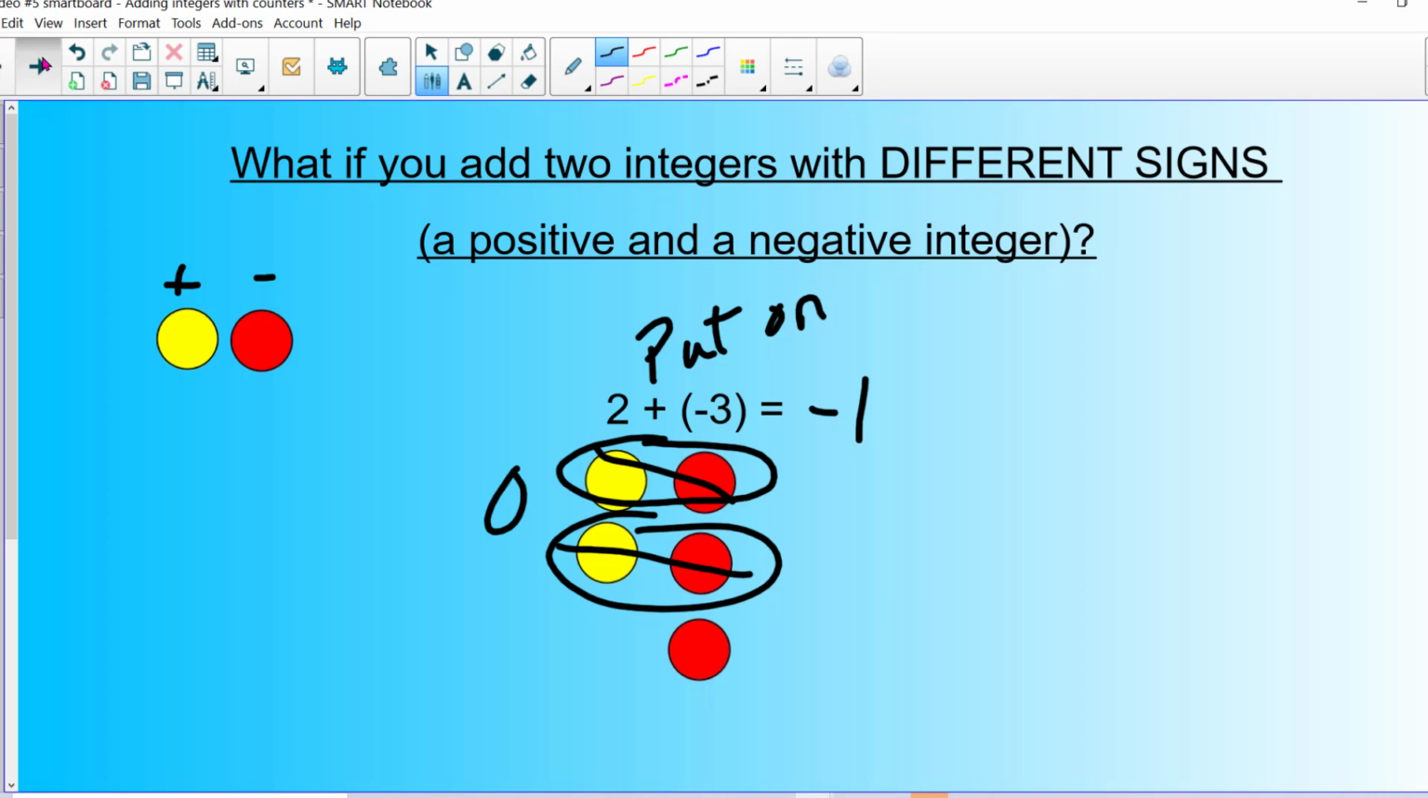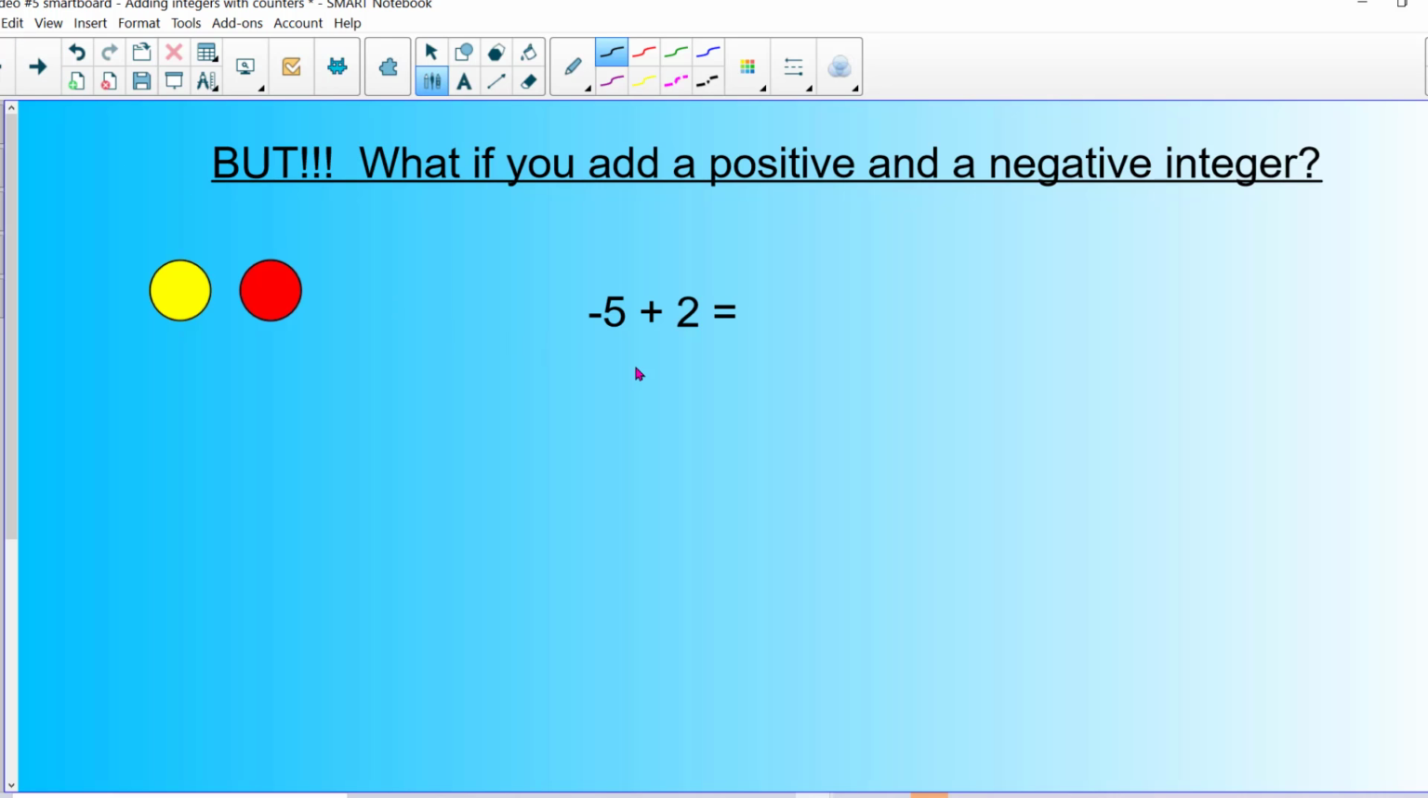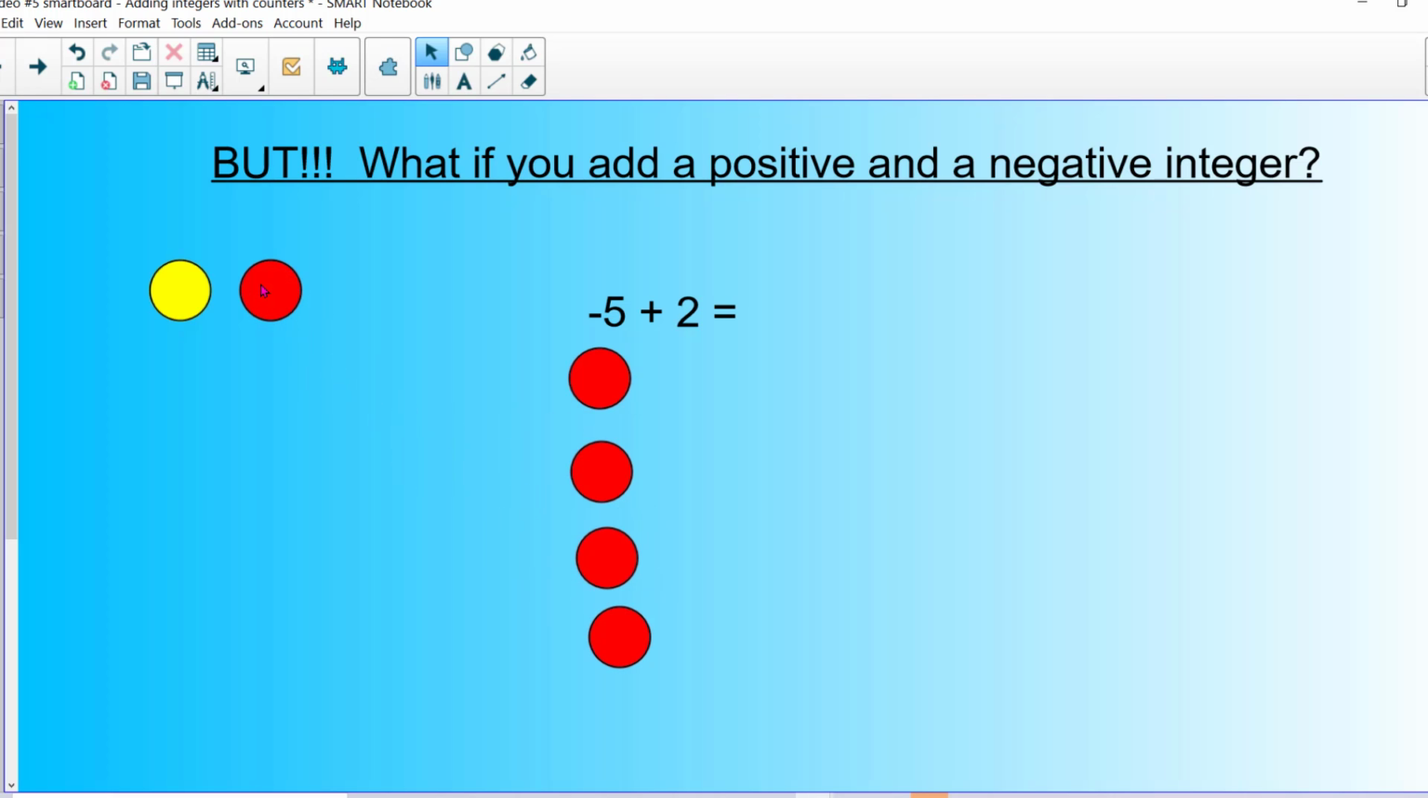Let's try another example. -5 plus +2. Okay, so what are we starting with? Put the first number on first. 5 negatives. And again, make sure you are drawing this on your paper. You'll be using the shaded in circles to represent 5 negatives. There's our 5 negatives. And I'm going to add, or what? Put on 2 positives. So notice I have 2 numbers with different signs.